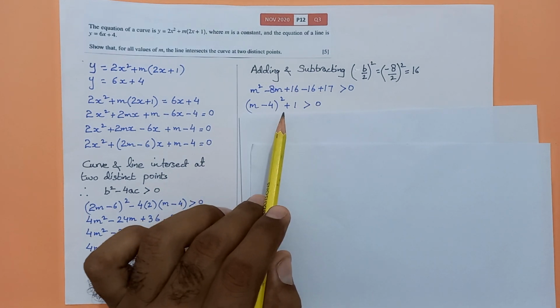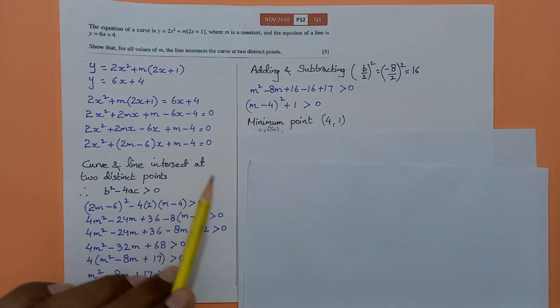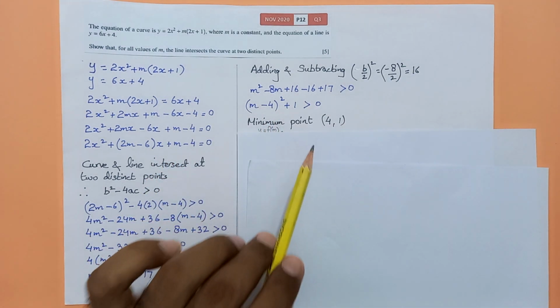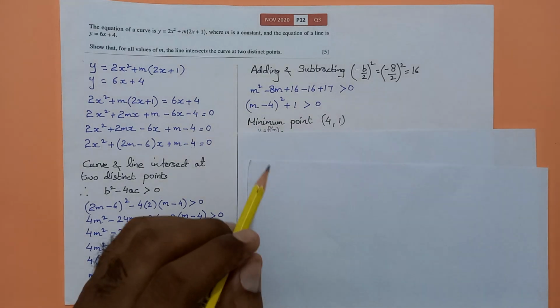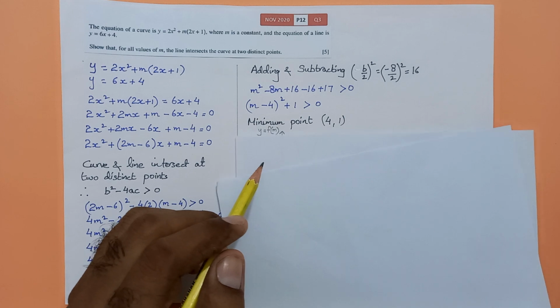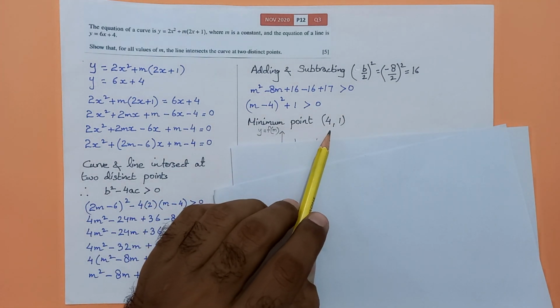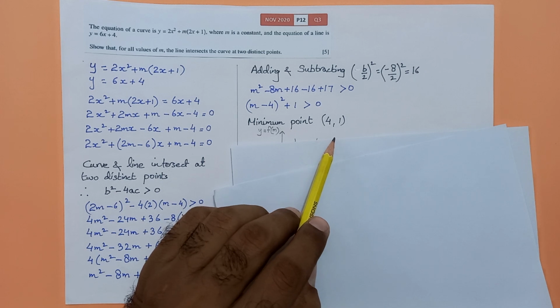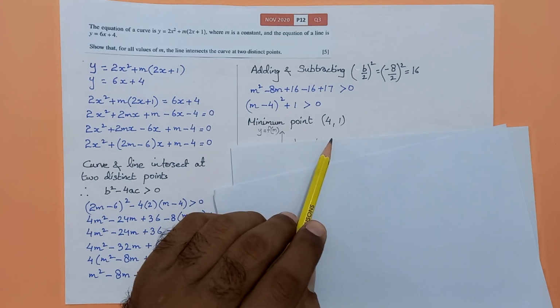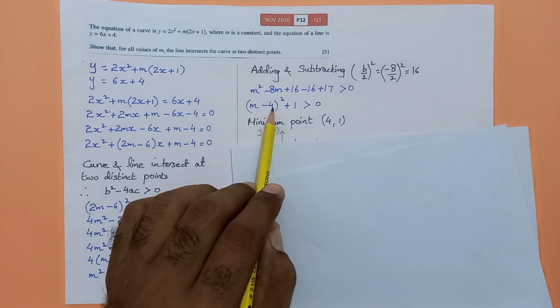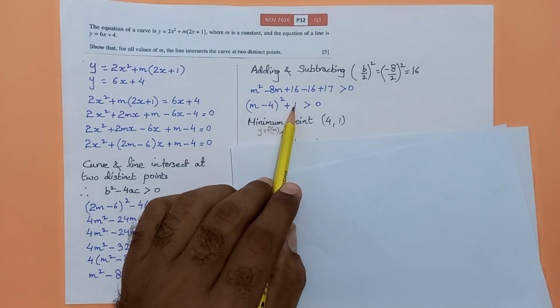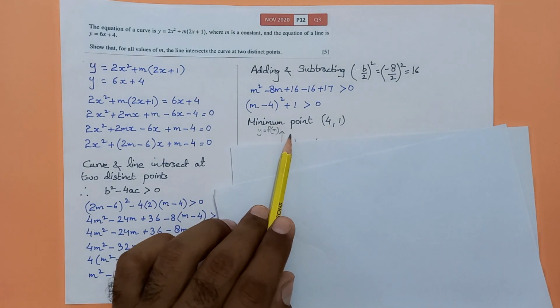Finally, we are at the last point of discussion. We can say that the minimum point of this particular curve, why minimum point? Because the coefficient of m square is 1, so definitely you will have a u-shaped graph. So when you have a u-shaped graph, the turning point, or we could say the stationary point, or the vertex, will be minimum. Because over here it is negative 4, the x coordinate of the turning point would be simply positive 4, and the y coordinate will be positive 1. So 4 comma 1 is the minimum point.